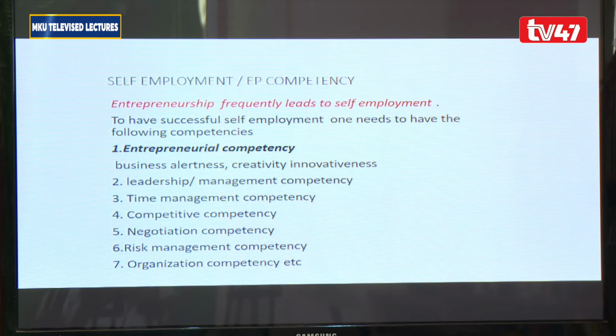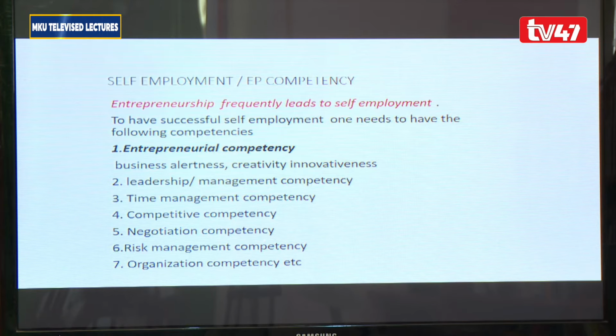Now, to have a successful self-employment, one needs to have or to develop a number of competencies. You may not have them initially, but you can develop them to be able to succeed in business. Remember, it is not just easy that when you start a business, even as much as you could be an entrepreneur, it will just automatically grow. So you need to develop, or you kind of acquire some of these competencies.